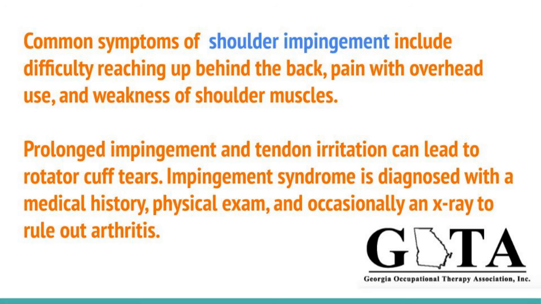Common symptoms of shoulder impingement include difficulty reaching up behind the back, pain with overhead use, and weakness of the shoulder muscles. Prolonged impingement and tendon irritation can lead to rotator cuff tears. Impingement syndrome is diagnosed with a medical history, physical exam, and occasionally an X-ray to rule out arthritis.